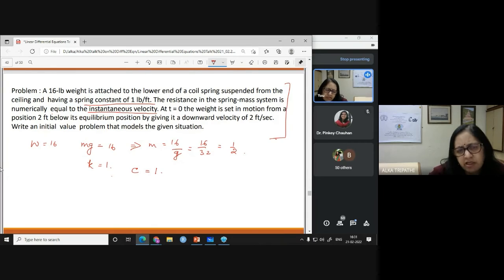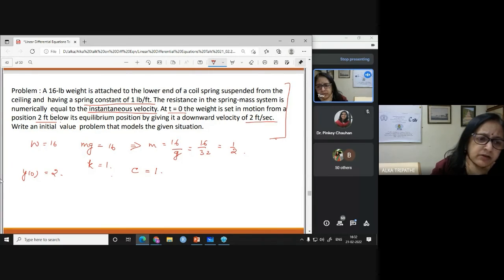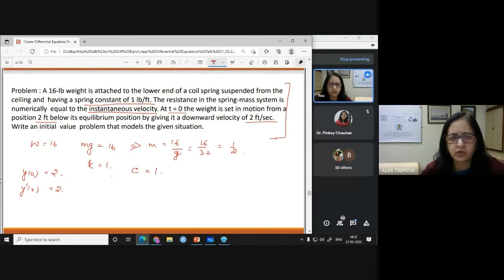Then it is an initial value problem. Initially, at t equal to 0, the weight is set in motion from a position 2 feet below its equilibrium position, that is y(0) is equal to 2, by giving it an initial downward velocity of 2 feet per second. That means y'(0) is equal to 2. So these things I know.